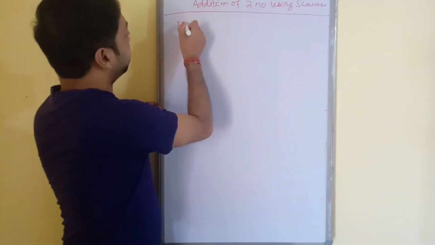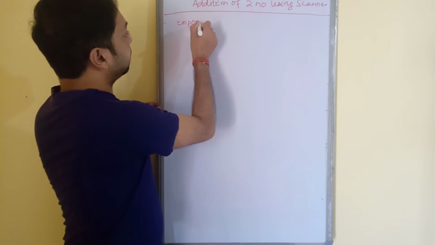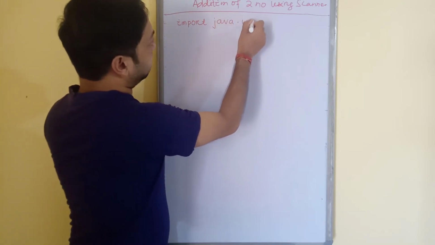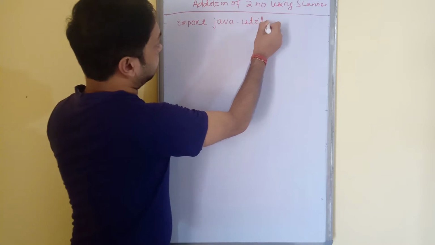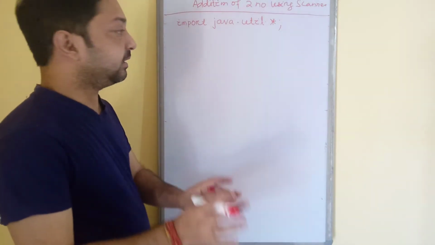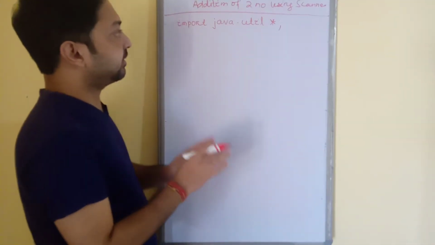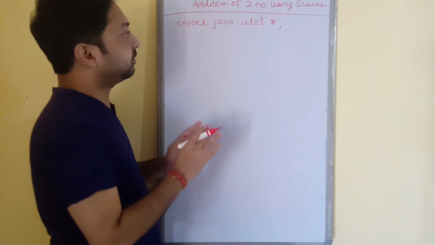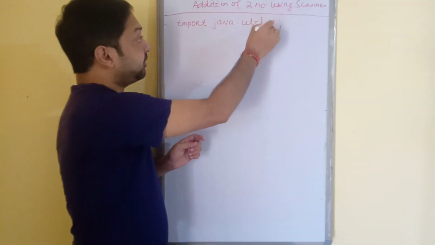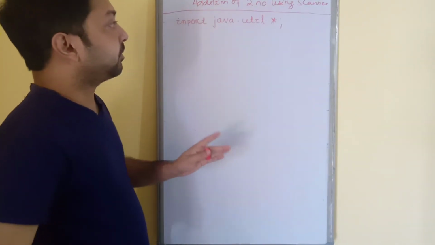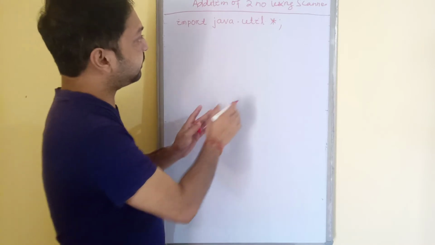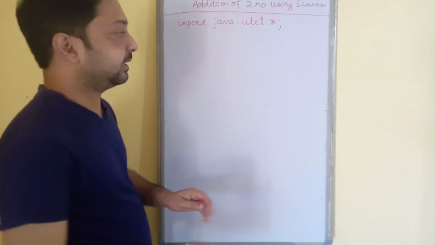That is import java.util.*, or in place of star you can write Scanner. What is the basic difference between util.* and util.Scanner? Whenever you write util.Scanner, only the Scanner class of the util package will be accessible, but whenever you write star, all the classes present in the util package will be accessible. So it is a good habit to write util.* whenever you are writing code.